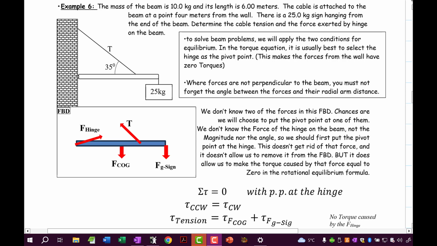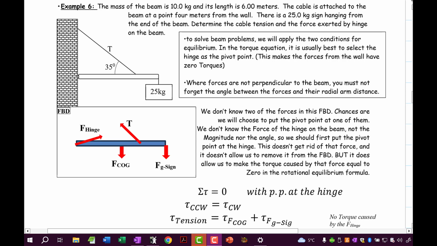This is another static equilibrium one. If nothing is moving, we have a beam hanging out from a wall. There's a tension in the cable holding it up, and there's a 25 kilogram sign off of it. So here is the description of the question. The mass of the beam is 10 kilograms, and the length of it is 6 meters.